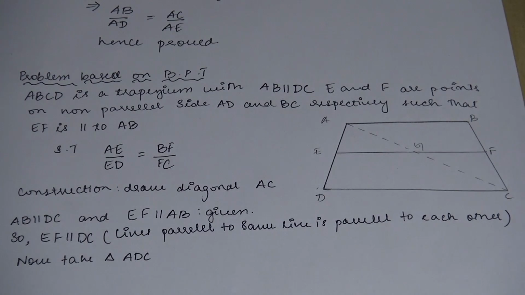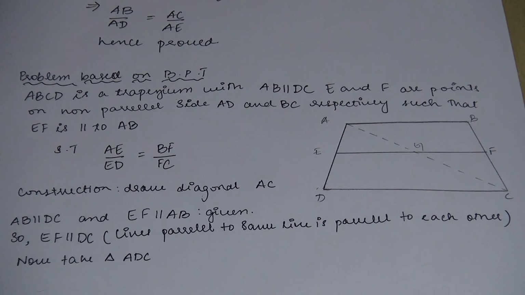Problems based on BPT. First problem. ABCD is a trapezium with AB parallel to DC and E and F are points on non-parallel sides AD and BC respectively such that EF is parallel to AB. Show that AE by ED is equal to BF by FC. Construction: draw diagonal AC.